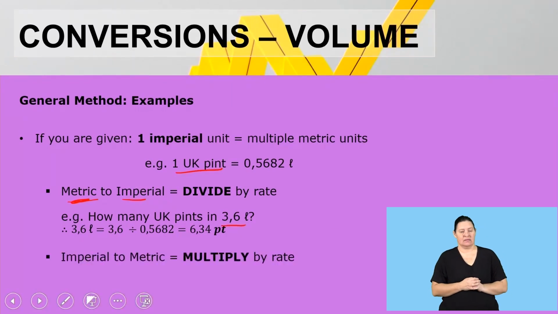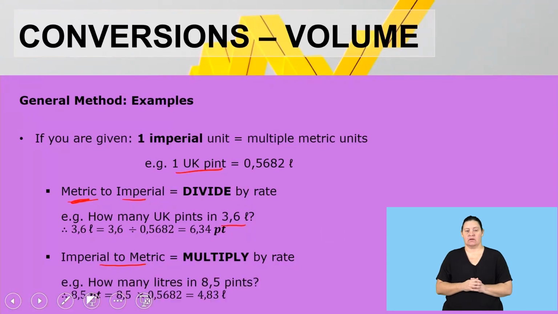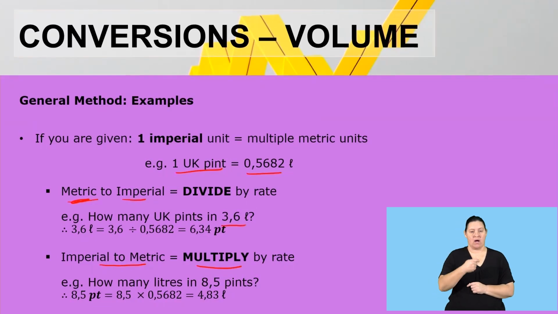All right, then let's do another one. This time around, if it's from imperial to metric, right, we will multiply by the rate. Let's look at an example. So I'm saying here, how many liters in 8.5 pints? Remember now, pints is given, so that's your imperial. You must now convert to metric. So therefore, I will multiply by the rate. So the rate here was given as 0.5682. So I take the 8.5, I multiply by the rate of 0.5682. Your answer in this case is 4.83 liters. Hope so far everything is making sense.